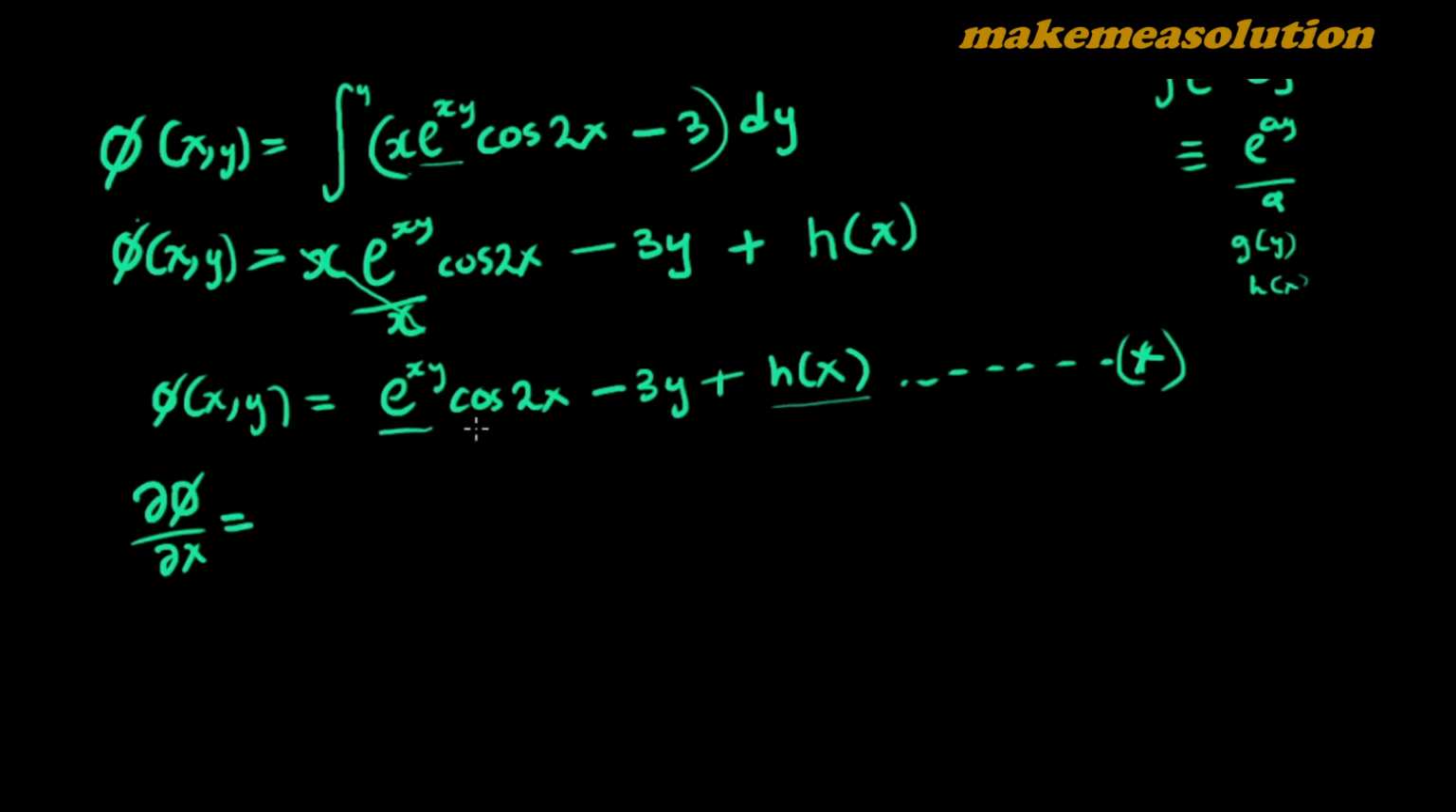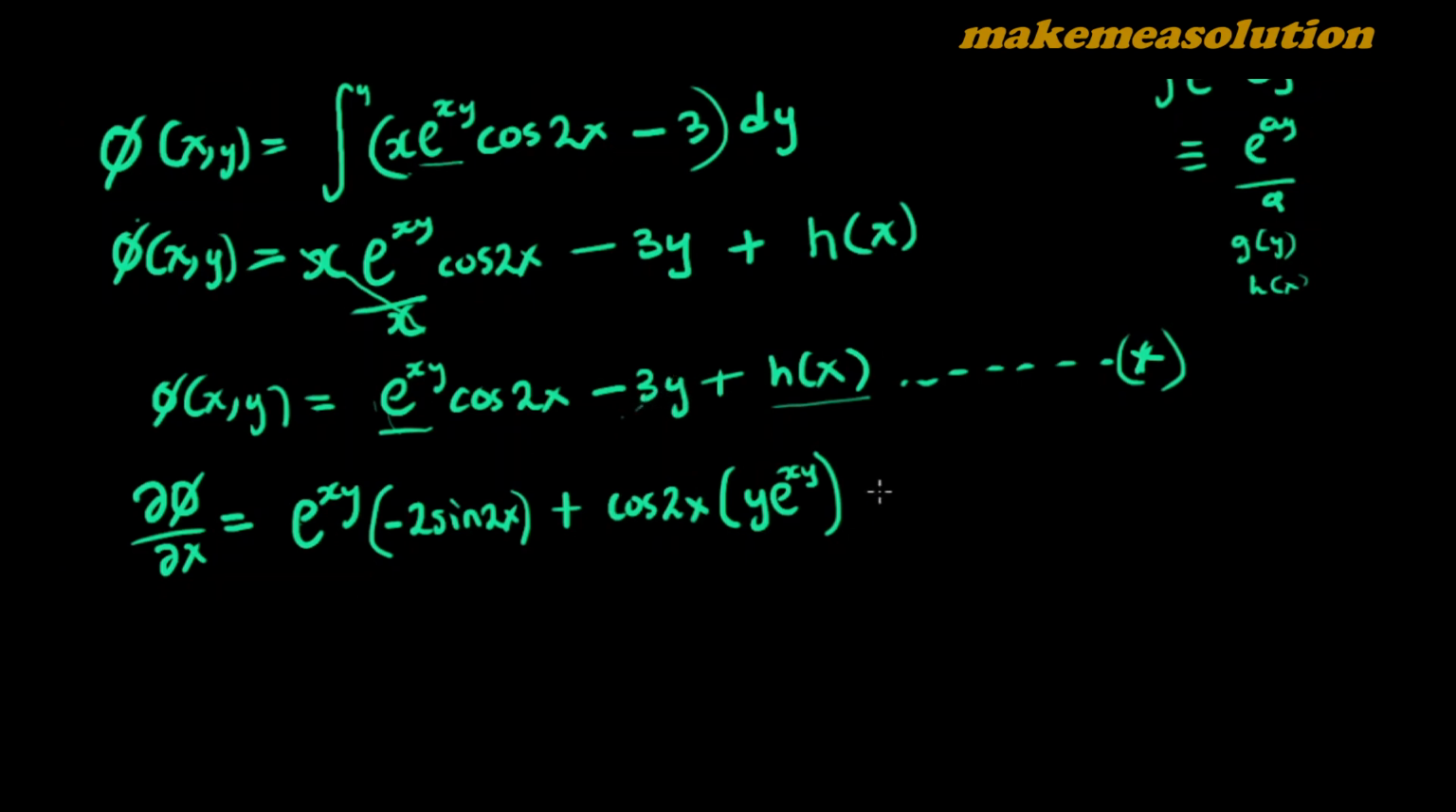The product rule here will be u exponential xy, then dv dx. We are going to take our dv, and when you do this, you get minus 2 sine 2x, then plus v, which is cos 2x, then du. When we differentiate this one with respect to x, we'll get y exponential xy. Then differentiating this term with respect to x, remember partial differentiation, 3y cancels out since it's a constant. So plus, when you differentiate this one, you get h prime of x.